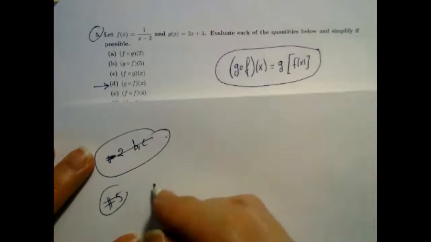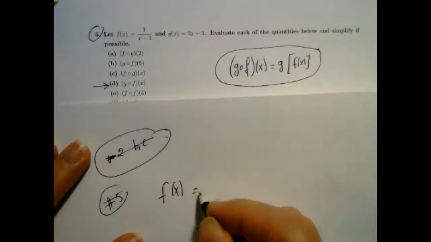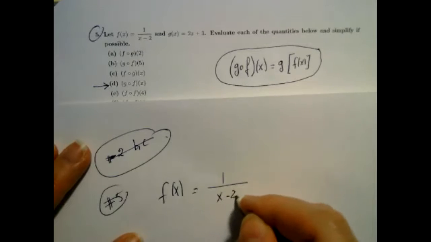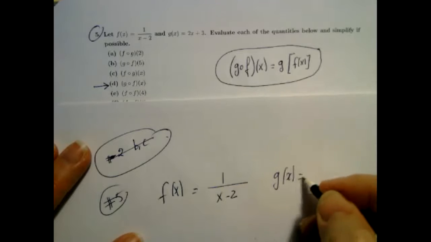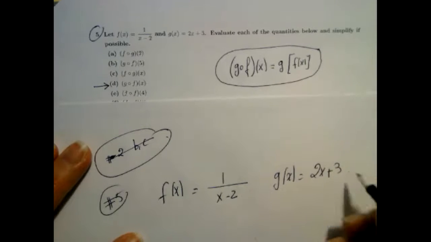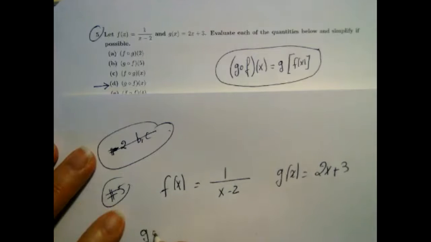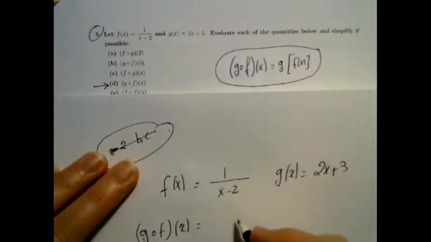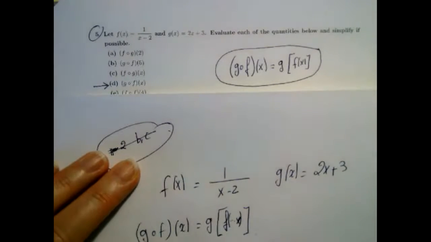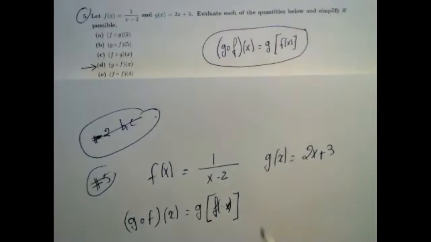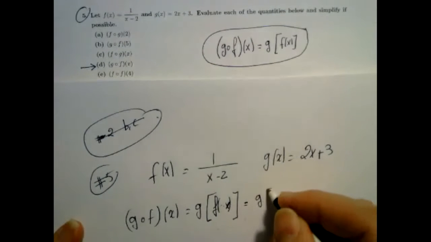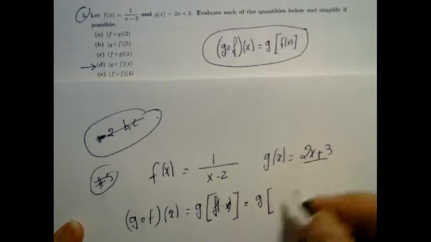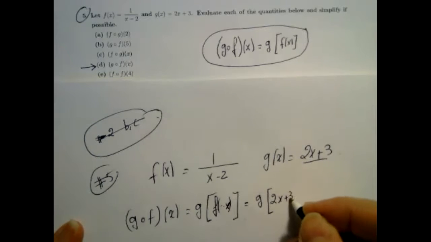Okay, so we have f of x equal 1 over x minus 2, and g of x is 2x plus 3. Okay, so g composed with f of x. You start with x, you evaluate f of x, that's your input, and then you evaluate g of f of x. So please remember the definition as you are reviewing. And now let's see, this is equal to what? It means g of f of x.